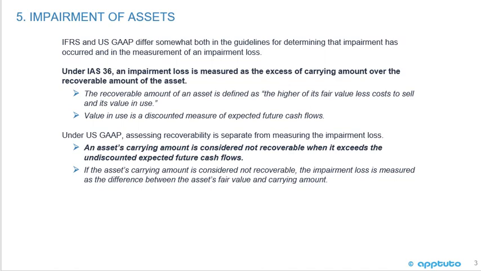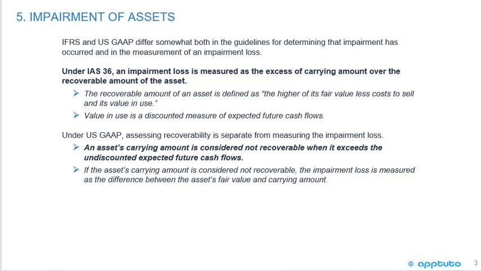IFRS and US GAAP differ somewhat both in the guidelines for determining that impairment has occurred and in the measurement of an impairment loss. Under International Accounting Standard 36, which is IFRS, an impairment loss is measured as the excess of carrying amount over the recoverable amount of the asset. The recoverable amount of the asset is defined as the higher of its fair value less cost to sell and its value in use. Value in use is a discounted measure of expected future cash flows.